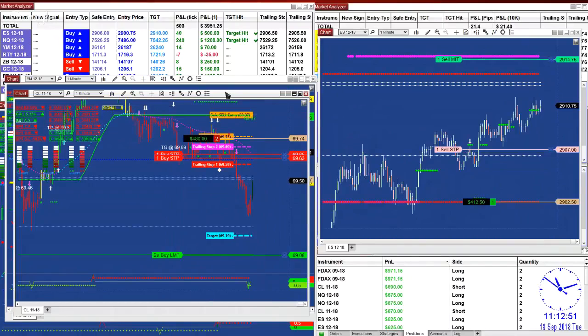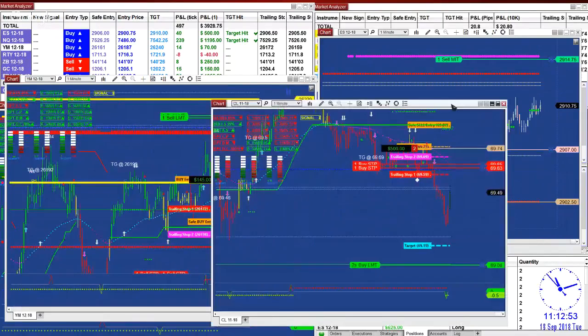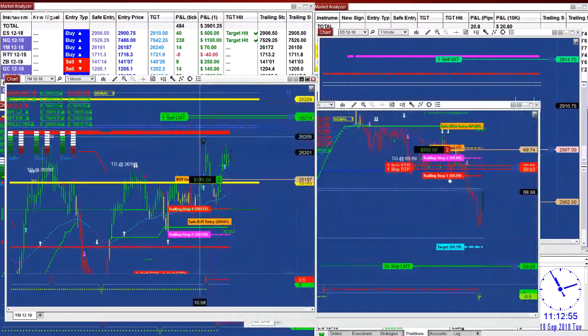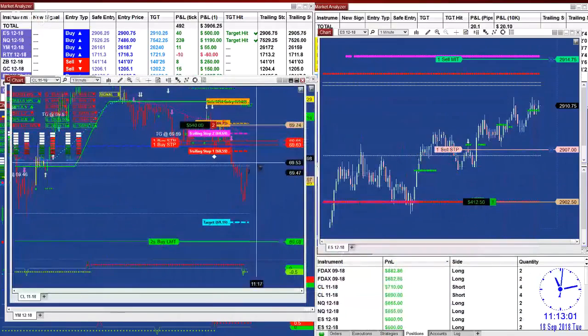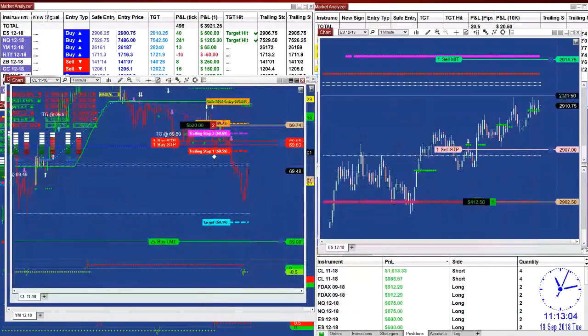Let's look at the YM. Okay, like what we expected. I told you to be careful with the 6210. This is a pullback re-entry.